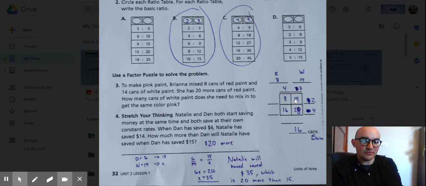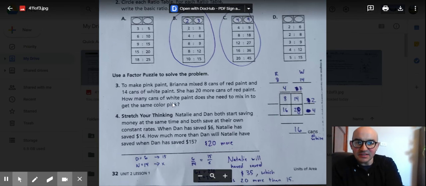I fill in the values in my table, 8 over here, 14 here, and then I look and I say, well, 8 and 14, those are both multiples of 2, so 2 is my factor, that's why I write it out here. 2 times 7 is 14, 2 times 4 is 8, so that's where I got the 4 and the 7. And then 7 times 4 is 28, and 4 times 4 is 16. And so 16 was our question, how many cans of white did we need? Did I do that correctly?